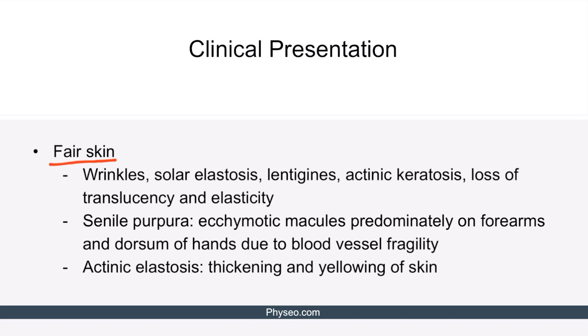Now, another finding that may be present on physical exam in elderly patients is actinic elastosis. So this finding will present as thickening and yellowing of the skin, and that's secondary to damage from chronic ultraviolet radiation, and disorganized collagen.